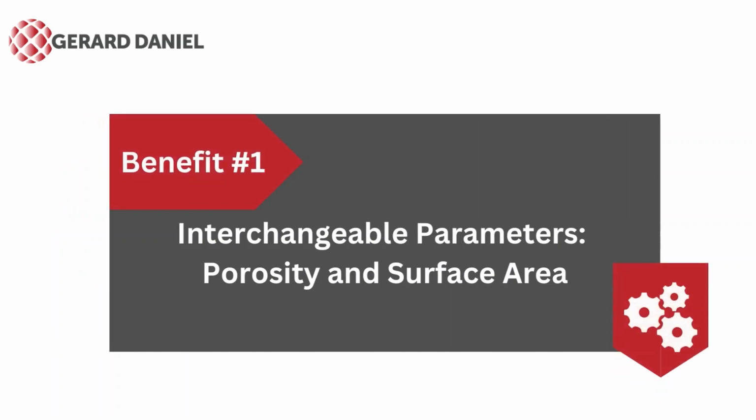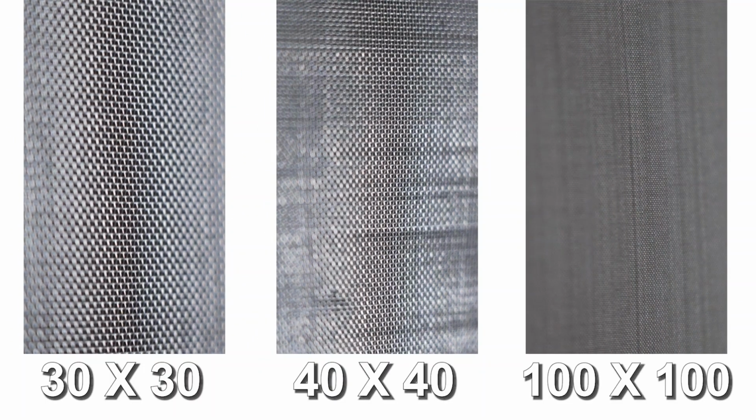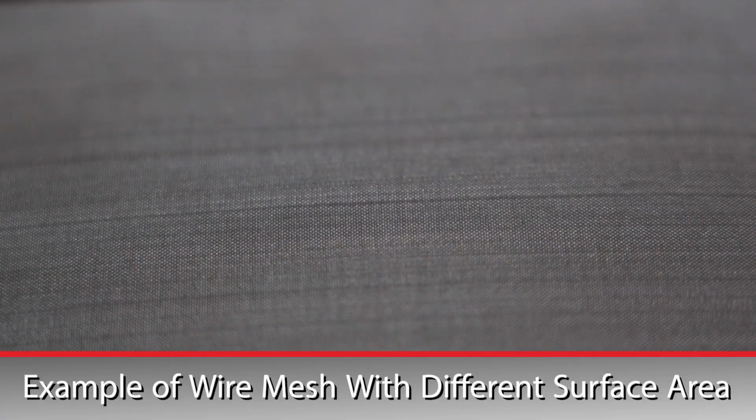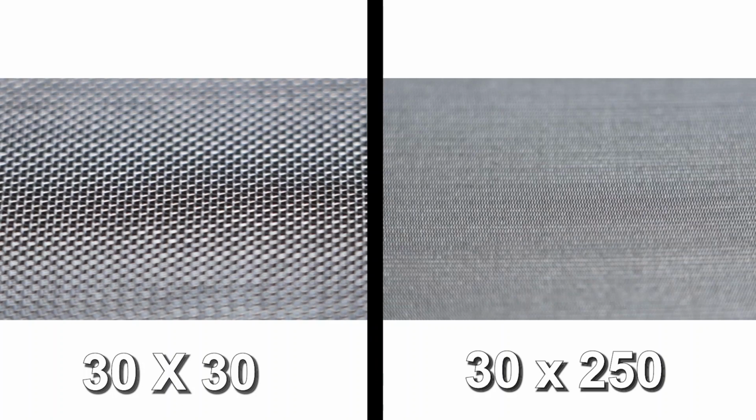First, wire mesh has interchangeable parameters. Let's talk about the porosity of wire mesh and the surface area of wire mesh. Porosity impacts the control over the flow of gas through the wire mesh electrode structure. Many designs require a specific level of porosity. The amount of material available for the electrochemical reaction is affected by the surface area, which directly impacts reaction rates and efficiency. The surface area of wire mesh increases with the number of wires in each direction per square inch, which is also called the mesh count.